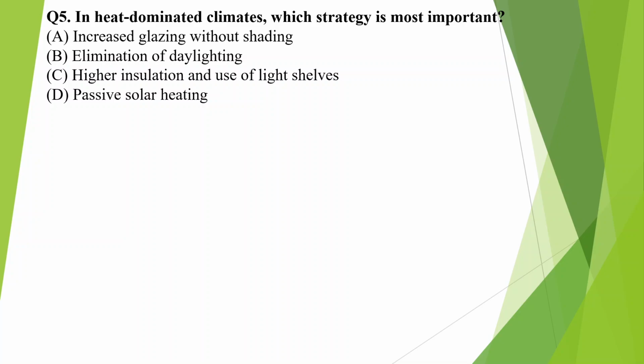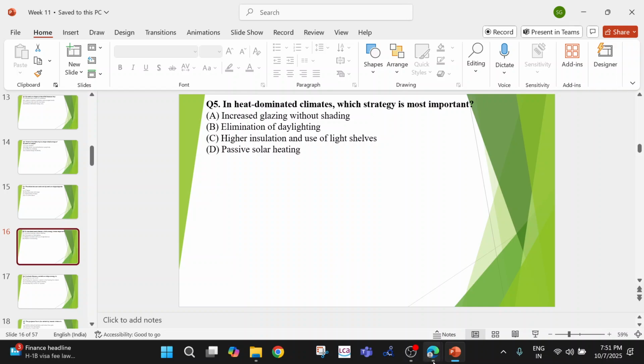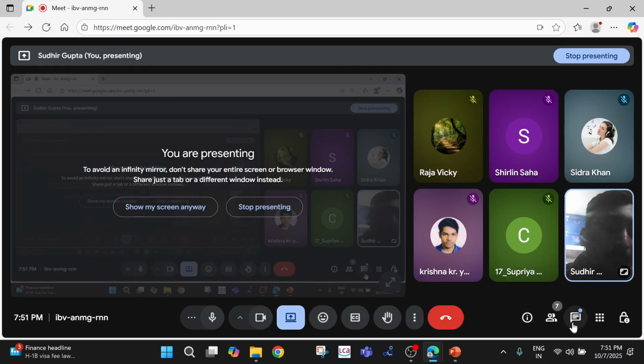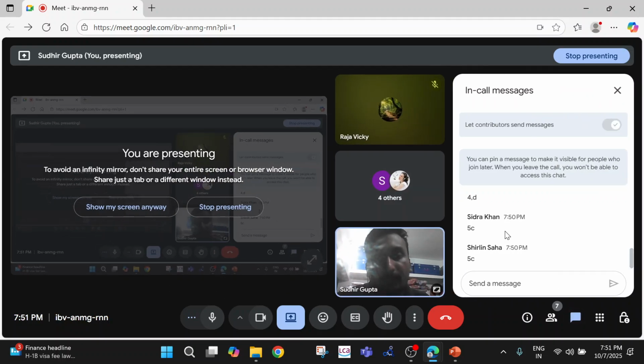Very good question. It will check the concept and preparation level of all of you. It is asking about heat dominated climate, for the hot regions where high solar gains are there. I have given one example of cold climate conditions, like Ladakh. So taking that as an example or explanation, you can answer this question.